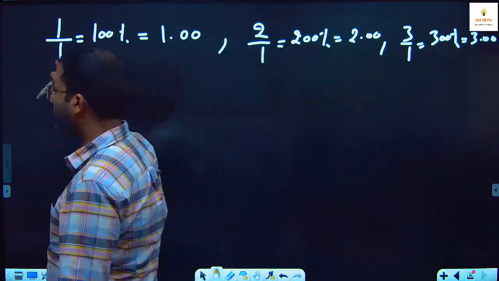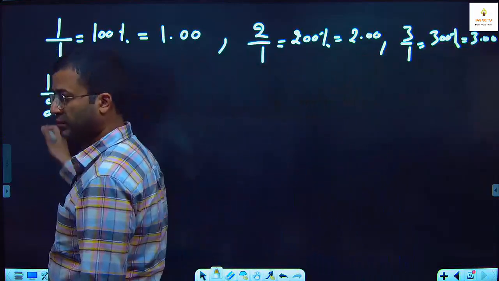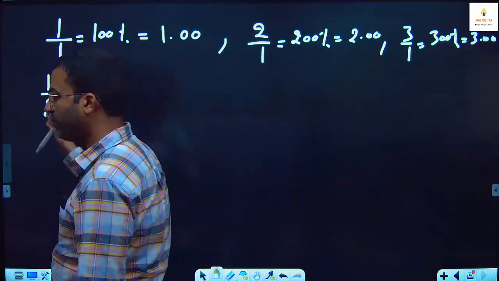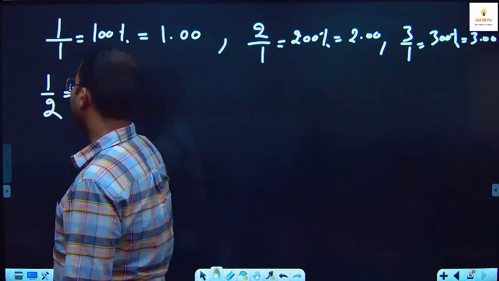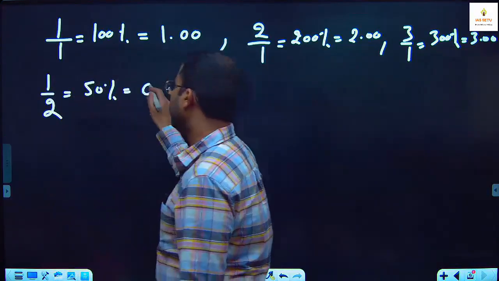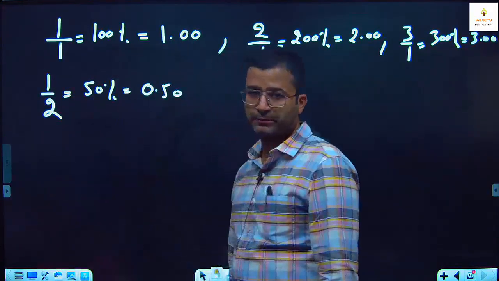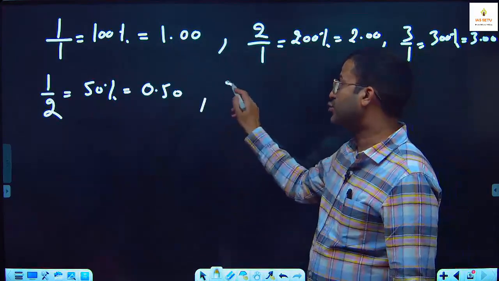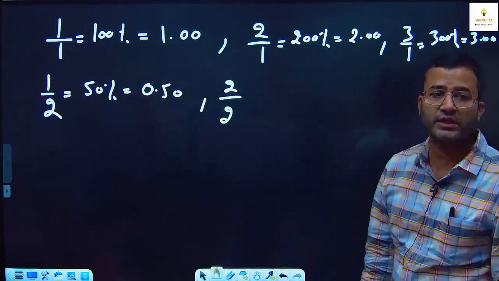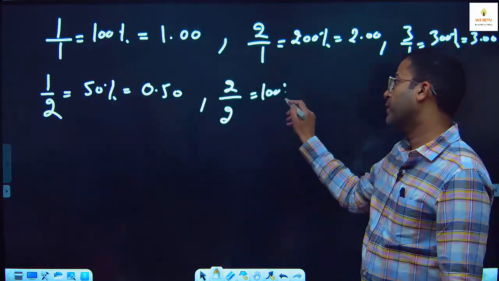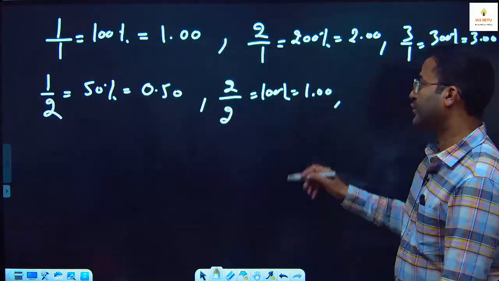Next value, after 1 by 1 comes 1 by 2. I go in a sequence: 1 by 1, 1 by 2, 1 by 3, 1 by 4, 1 by 5. What is 1 by 2? Half. Half means 50%. In decimal 0.50. Next is 2 by 2. Means double of this. What is double of 50%? 100%. So it is 1.00.